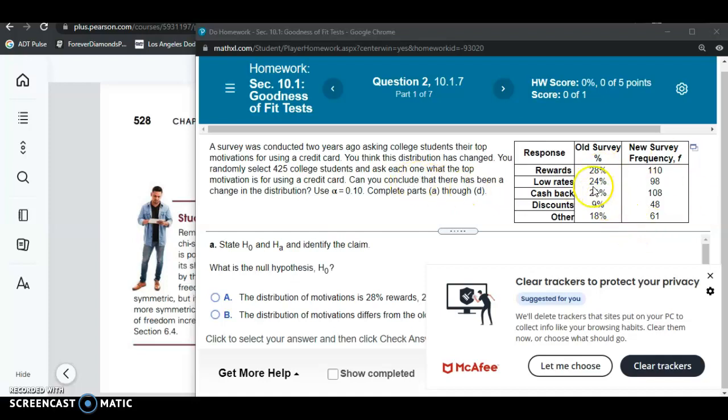So in the table here, you can see the different responses. In the second column, we have the percentages or proportions for each response. And likewise, in the third column, you have the results of the current survey. So how many students said their top motivation was rewards, the low rates, cashback, and so on. So the question is, can you conclude that there has been a change in this distribution, according to the new survey results? We're going to use a significance level of 0.10, and then complete parts A through D.